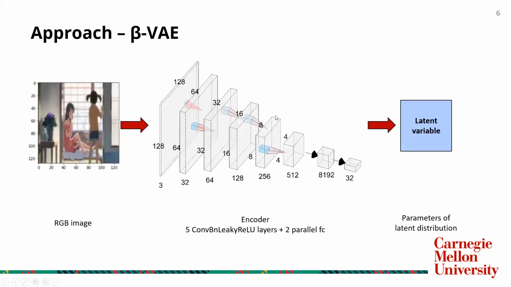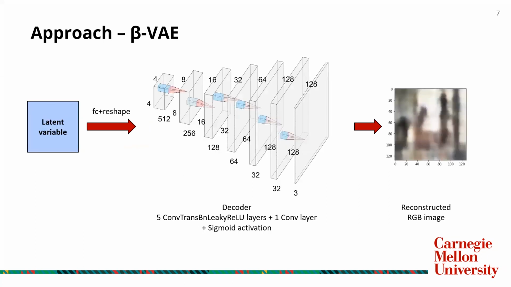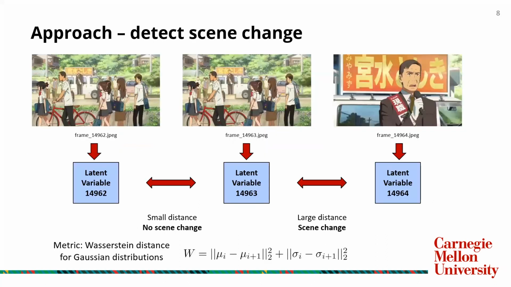We use 5 convolutional layers with batch norm and leaky ReLU to encode images. Then flatten the result and fit it into 2 linear layers to get the mean and variance of the latent variable. Then we use a 5-layer transposed CNN symmetric to the encoder, followed by 1 convolutional layer, to decode the latent variable and reconstruct the image. To measure the distances between latent variables, we use Wasserstein distance, since they conform to Gaussian distributions.